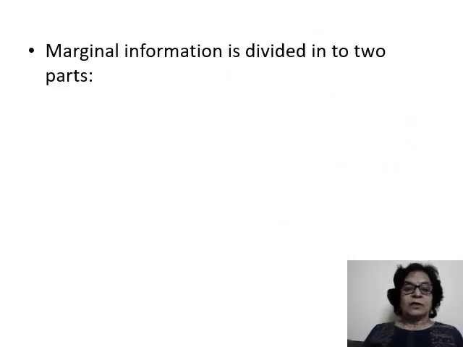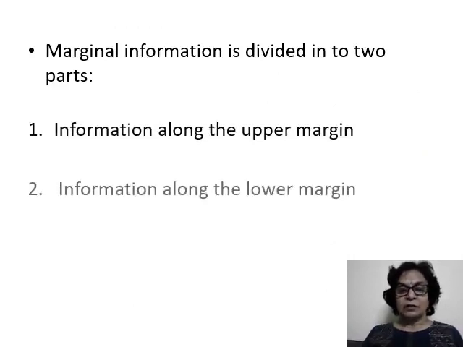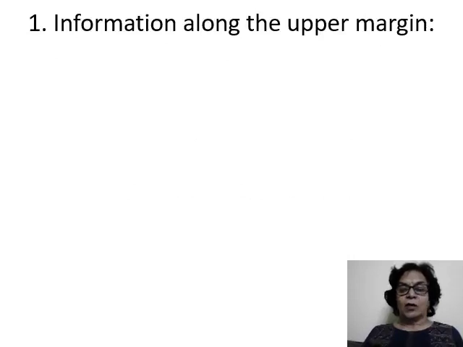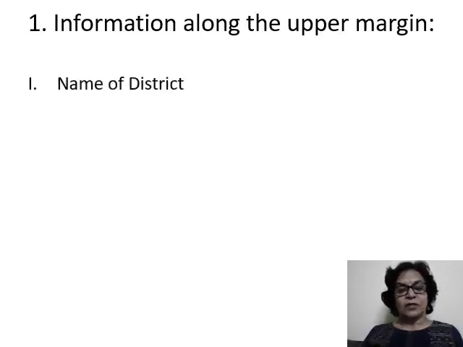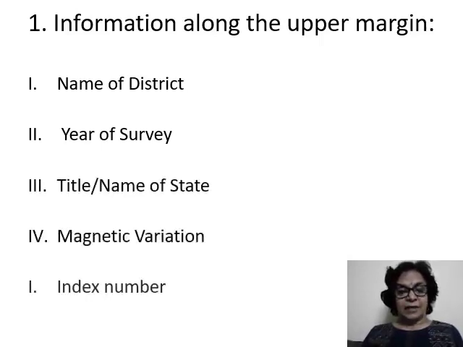So in short, it is divided into two parts. We see information along the upper margin and information along the lower margin. Now, along the upper margin, as we have seen, we have the name of the district or districts. Then the second is the year when the area was surveyed. Third is the title or the name of the state. Fourth is the magnetic variation, and the last is the index number.